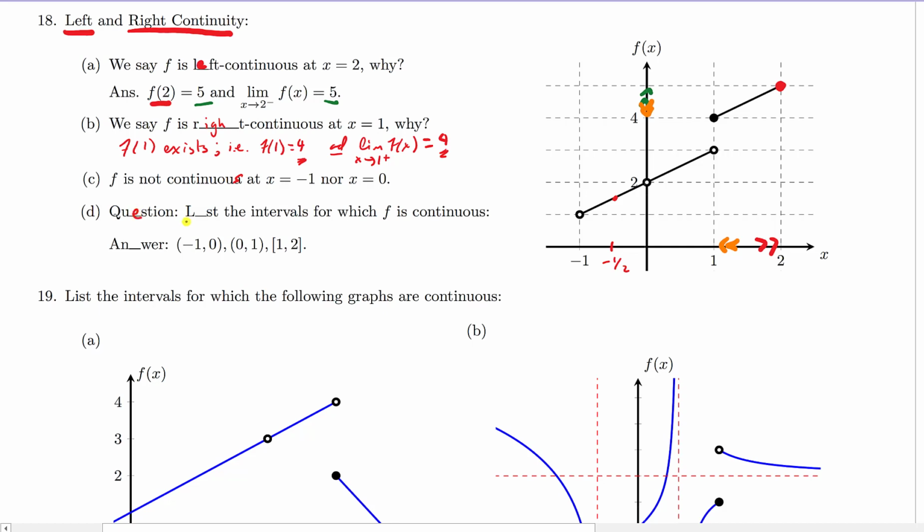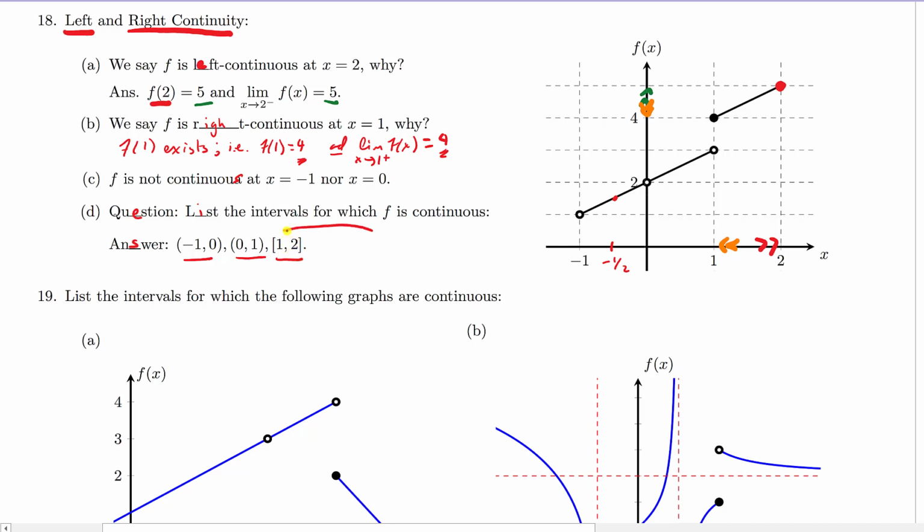So here's a question for you. Let's go ahead and list. This is different than giving a domain, where we give the set. I want you to list the intervals for which f is continuous, and the answer to this is, well, from -1 to 0 we're continuous, and again from 0 to 1 we're continuous. That part shouldn't surprise you. What's new to the notation is that I'm going to go ahead and put a bracket around 1 and a bracket around 2.